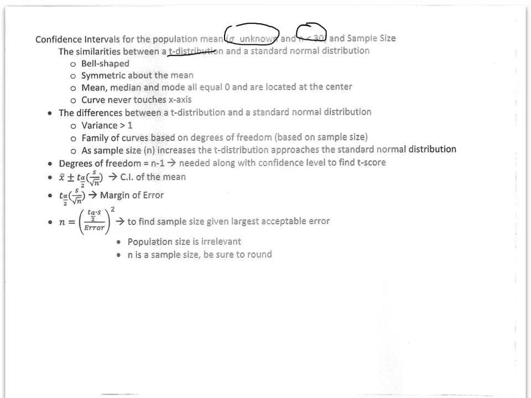It's more spread out. There's not just one curve. There's a whole series of curves, and we'll look at a table in a second that hopefully you downloaded. And as your sample size increases, as n gets larger and larger, especially once it approaches 30, the two start to look like each other.